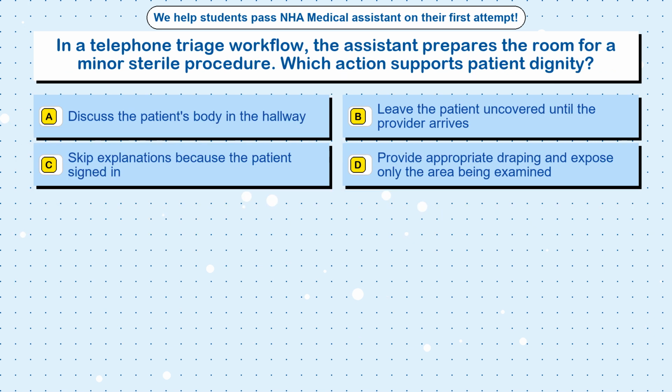Question 52. In a telephone triage workflow, the assistant prepares the room for a minor sterile procedure. Which action supports patient dignity? Option A, discuss the patient's body in the hallway. Option B, leave the patient uncovered until the provider arrives. Option C, skip explanations because the patient signed in. Option D, provide appropriate draping and expose only the area being examined.